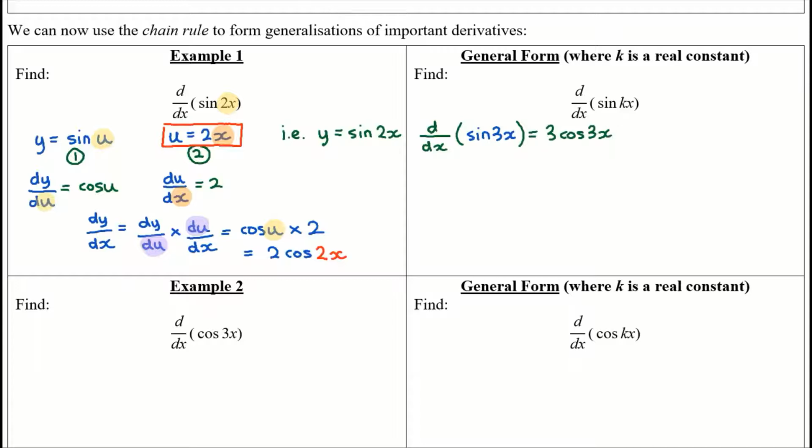Similarly, in example 1 just now, we've differentiated with respect to x sine of 2x. And what did we get? Well, we got 2 cos 2x, didn't we?